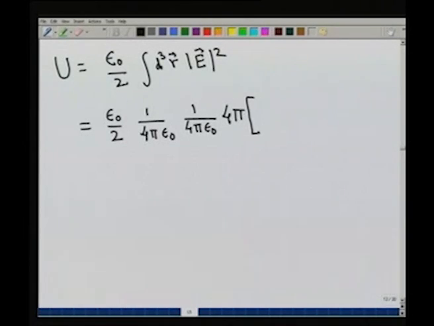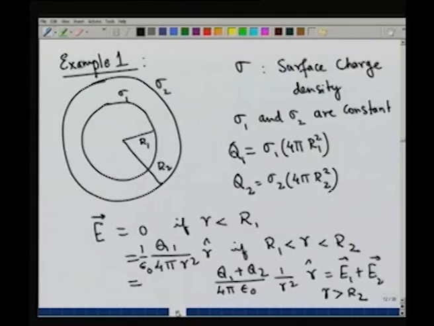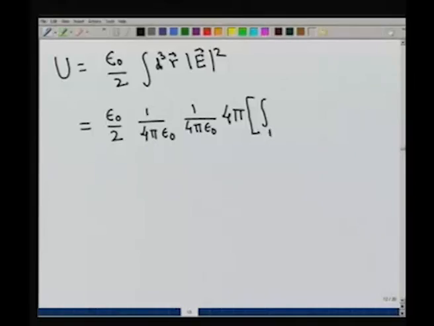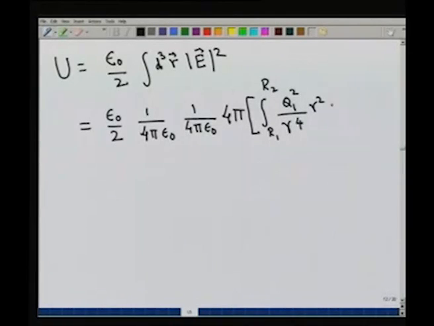So what was my R1? My R1 is the inner sphere. So in this particular region, my field is identically equal to 0. Therefore, I am interested in the region R1 to R2. So let me write R1 to R2. I had Q1 squared divided by R to the power of 4, R squared dr.